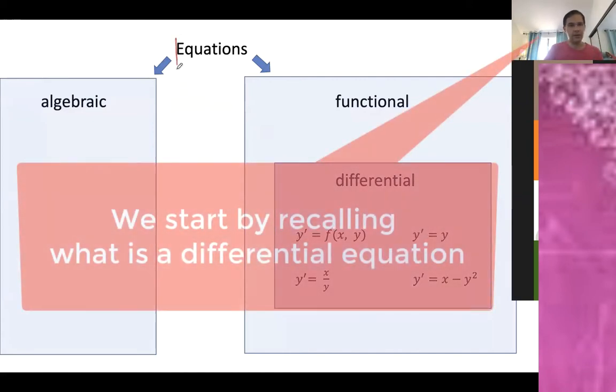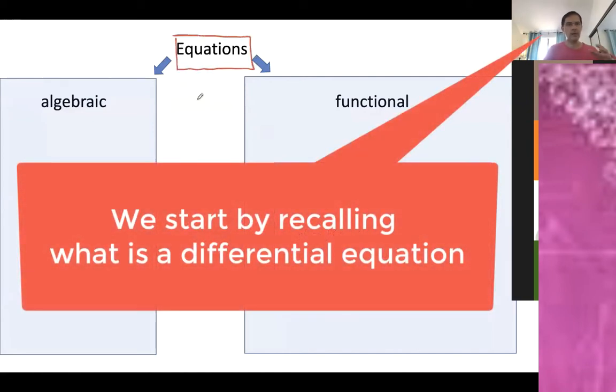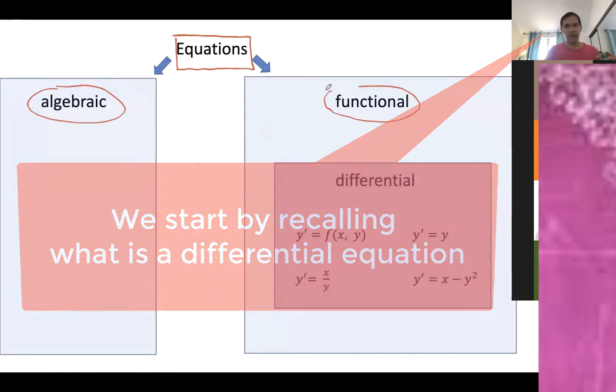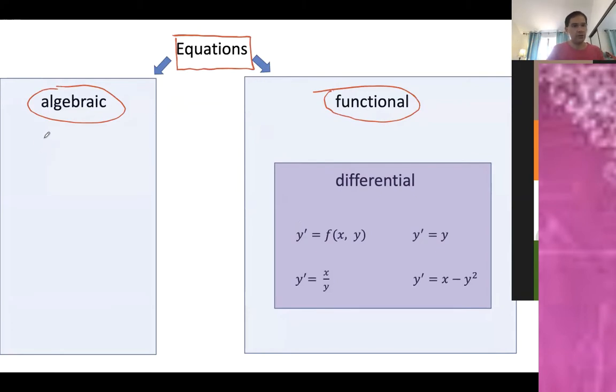Essentially, you can divide equations into two classes. On one hand, you have algebraic equations, and on the other hand, you have functional equations. An example of an algebraic equation is very simple. Take this equation, 2x equals 1. This is an example of an algebraic equation, and the solution is very simple: x equals 1/2. That's the solution of this simple algebraic equation. That's what we do in school.